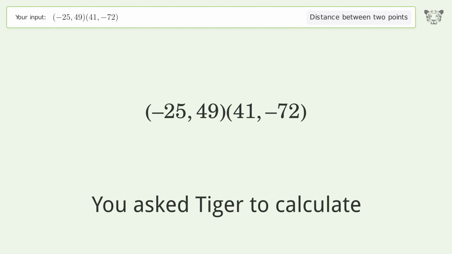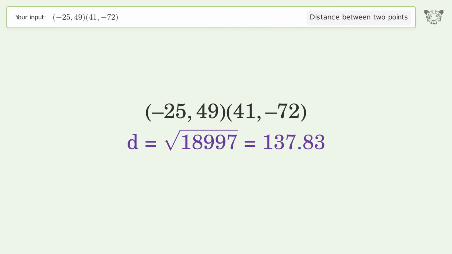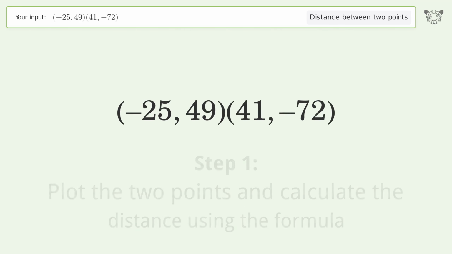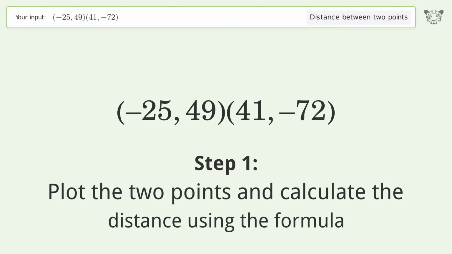You ask Tiger to calculate. This deals with the distance between 2 points. The distance between the 2 points is the square root of 18,997, or 137.83. Let's solve it step by step. Plot the 2 points and calculate the distance using the formula.